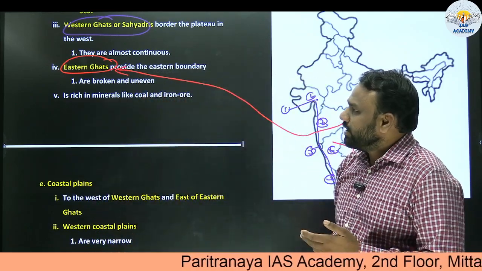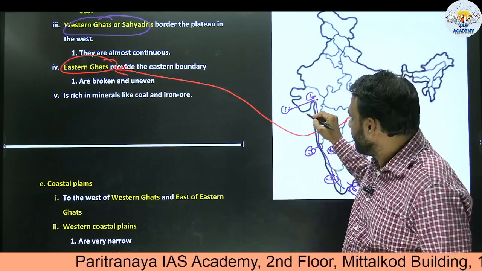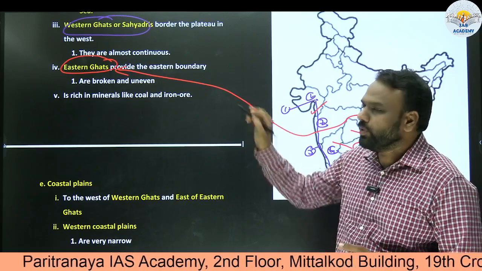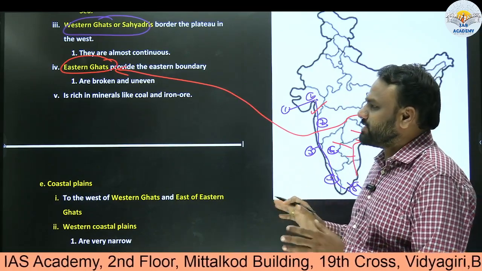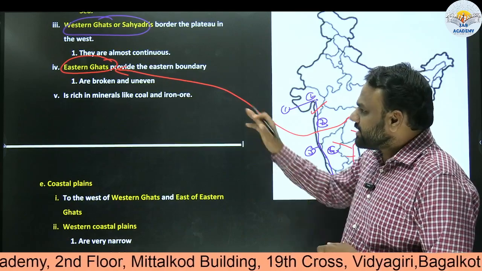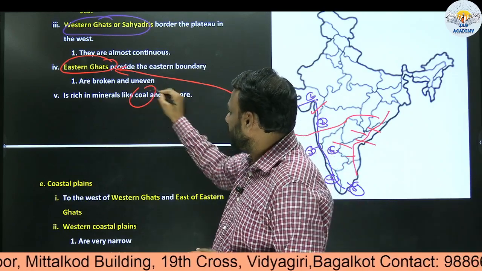Next question: which is more continuous, the Western Ghats or the Eastern Ghats? The more continuous is the Western Ghats compared to the Eastern Ghats. The Eastern Ghats is broken in between; in between there is a space available. Next, in general, this peninsular plateau is rich in minerals like coal and iron ore.